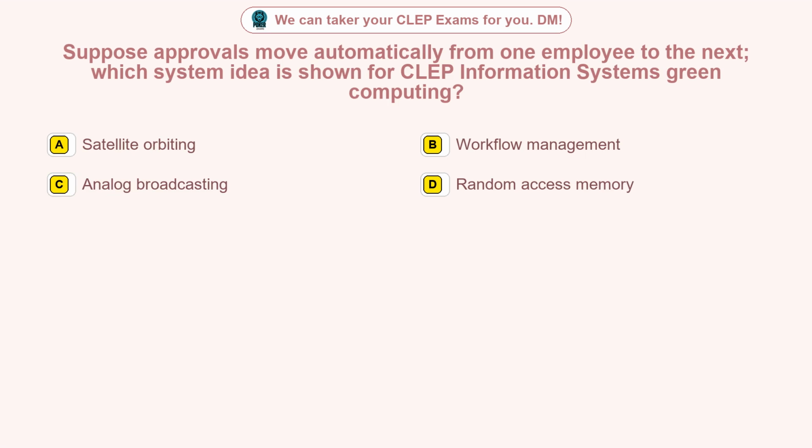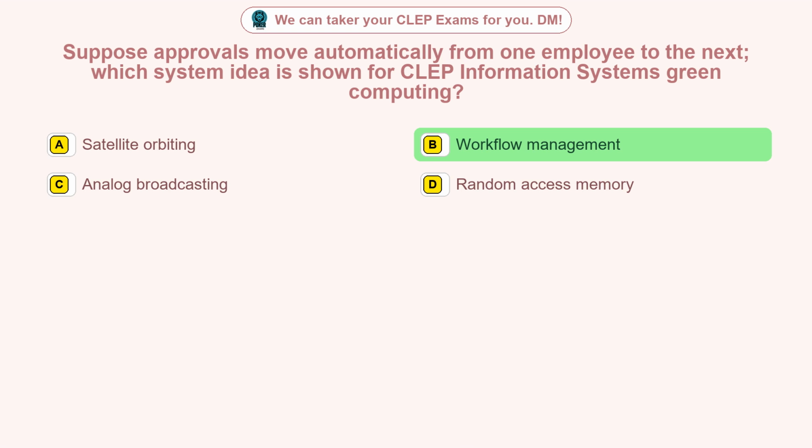Question 19. Suppose approvals move automatically from one employee to the next. Which system idea is shown for CLEP Information Systems green computing? Option A. Satellite orbiting. Option B. Workflow management. Option C. Analog broadcasting. Option D. Random access memory. The correct answer is option B.